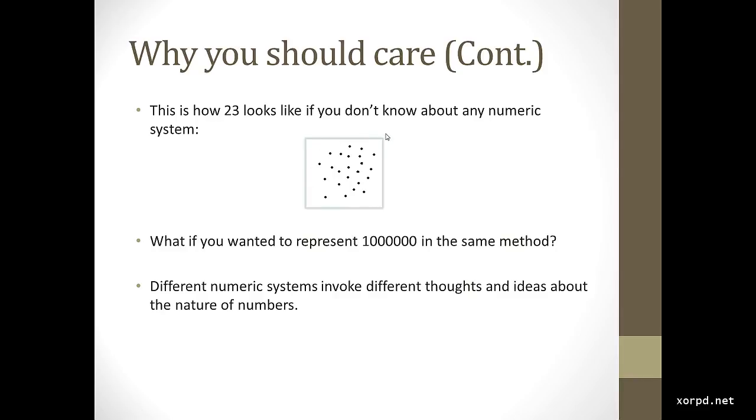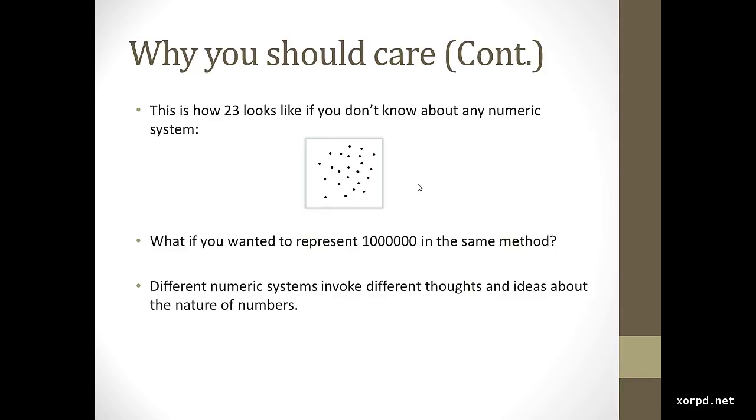Imagine that you could only represent numbers in this way, by painting lots of points on a paper. This would be very unfortunate. What would happen if you wanted to represent 1 million in the same method? It would be pretty hard to do.